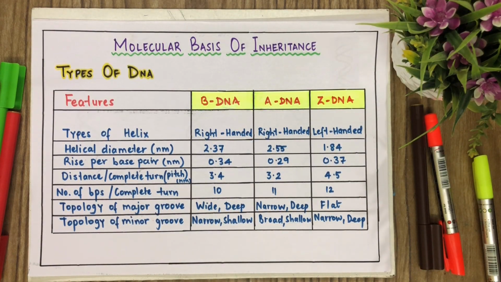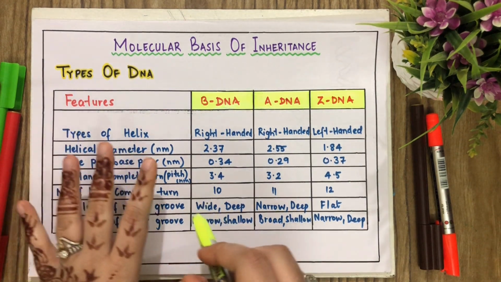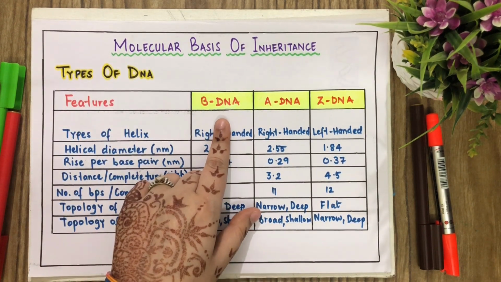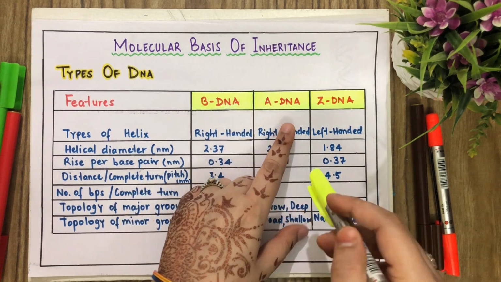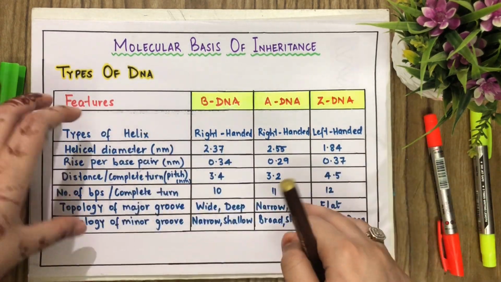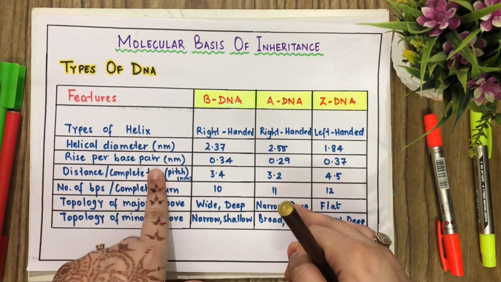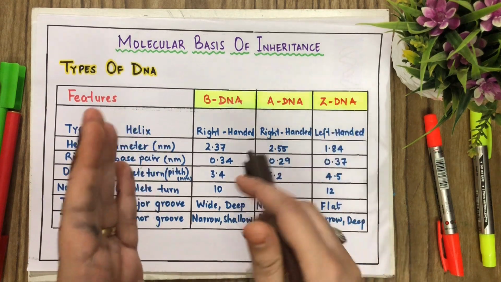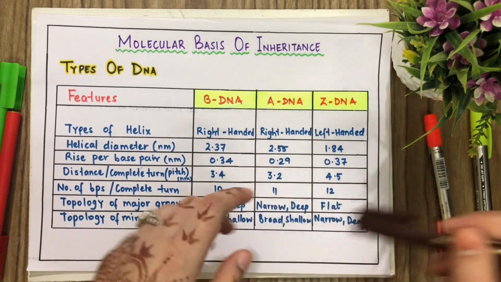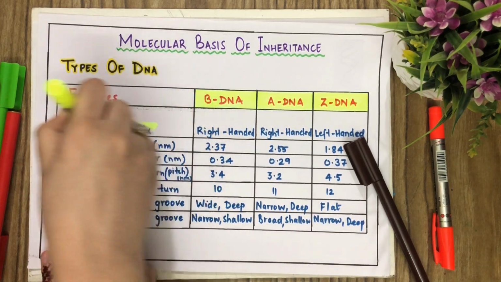So here you can see I have drawn the table for the types of DNA. When we study the types of DNA, we study 3 DNA. One is B DNA, one is A DNA, and one is Z DNA. So let's move on to these features of the DNA and discuss them one by one, and how they make each DNA different.